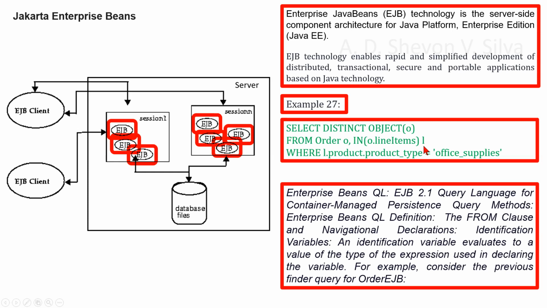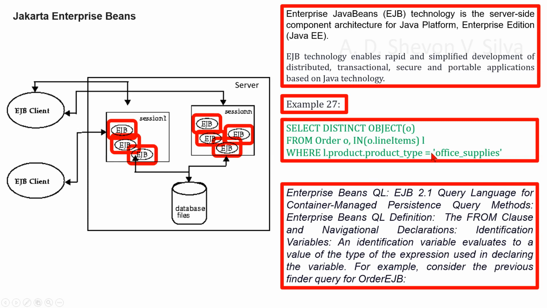An identification variable must not be a reserved identifier or have the same name as any of the following: abstract schema name or EJB name. Identification variables are case sensitive. An identification variable evaluates to a value of the type of expression used in declaring the variable. For example, consider this query for the order EJB.